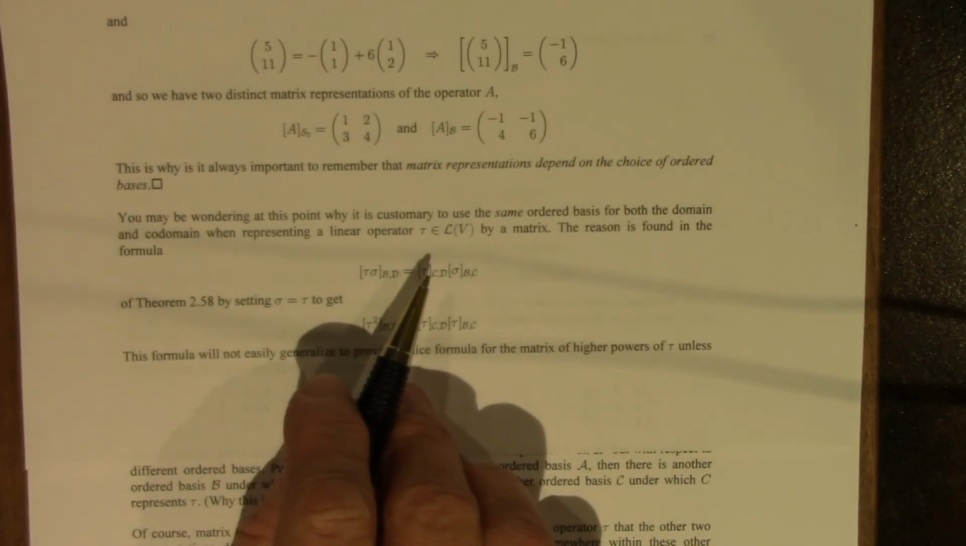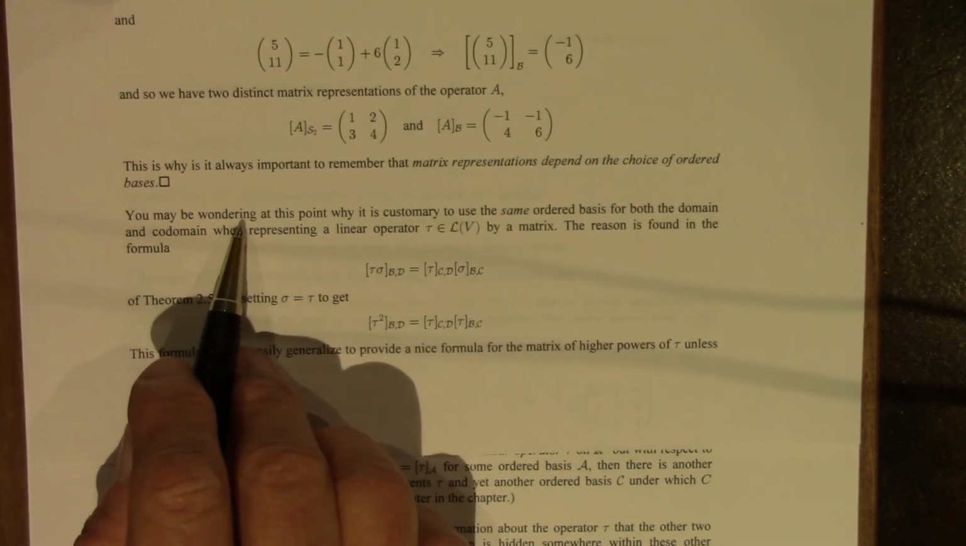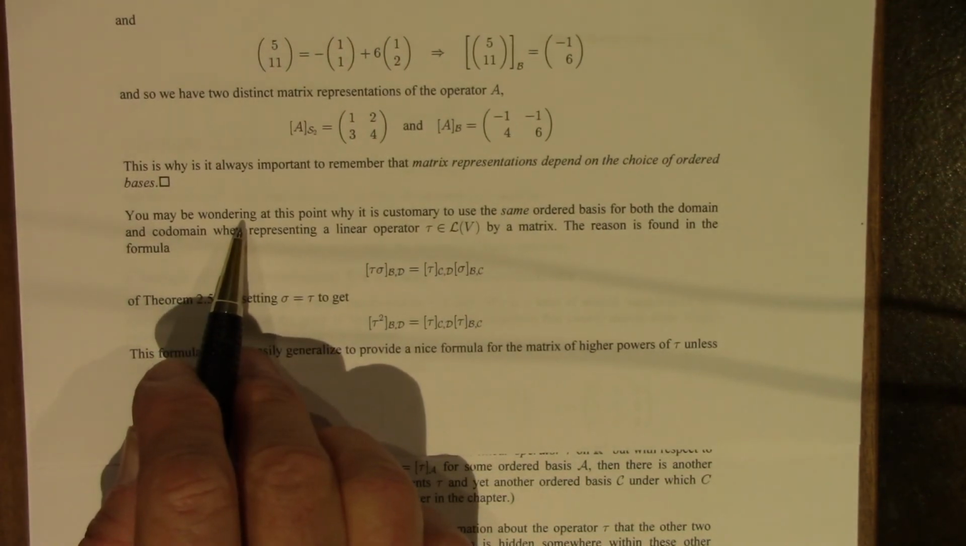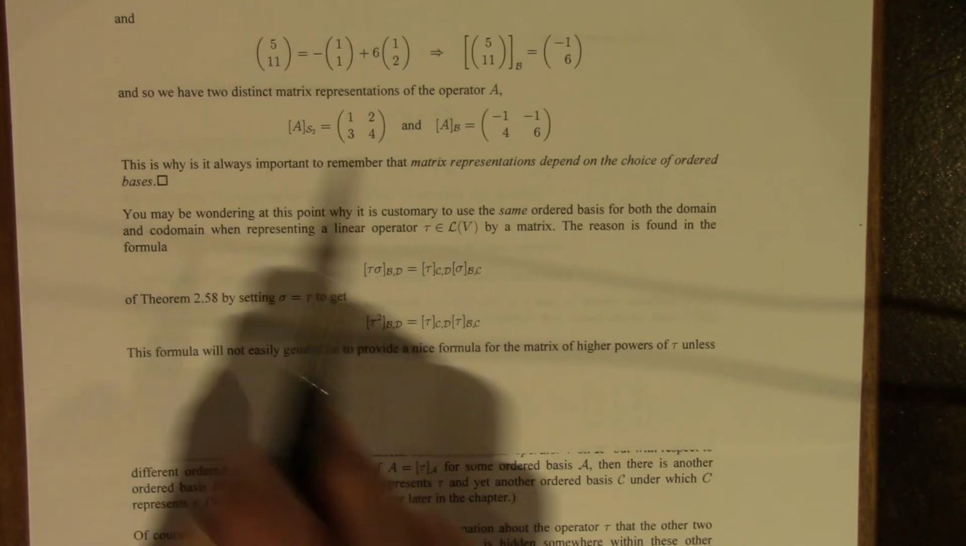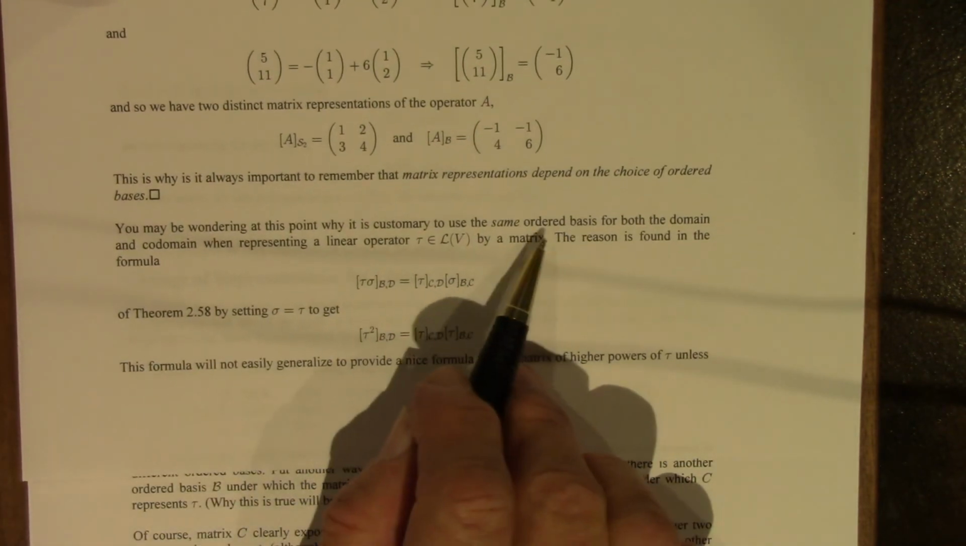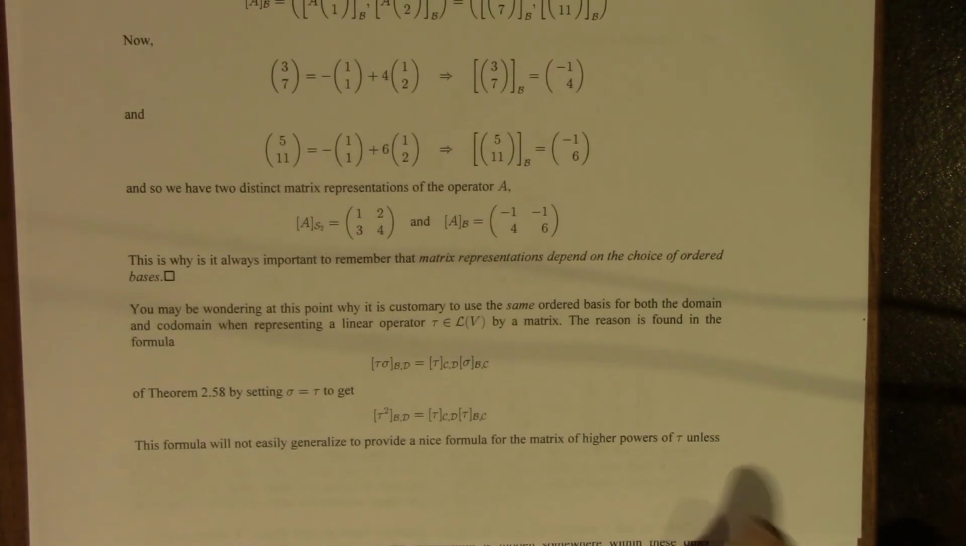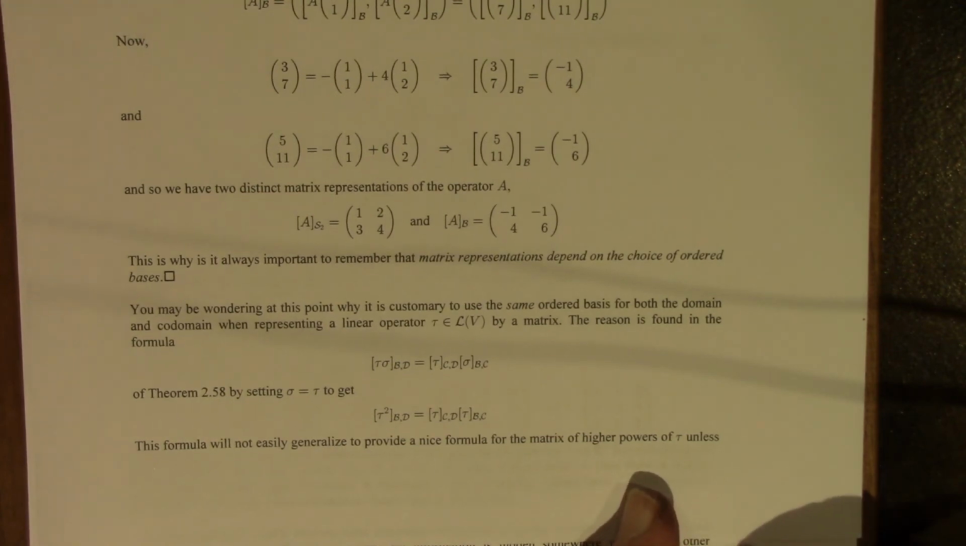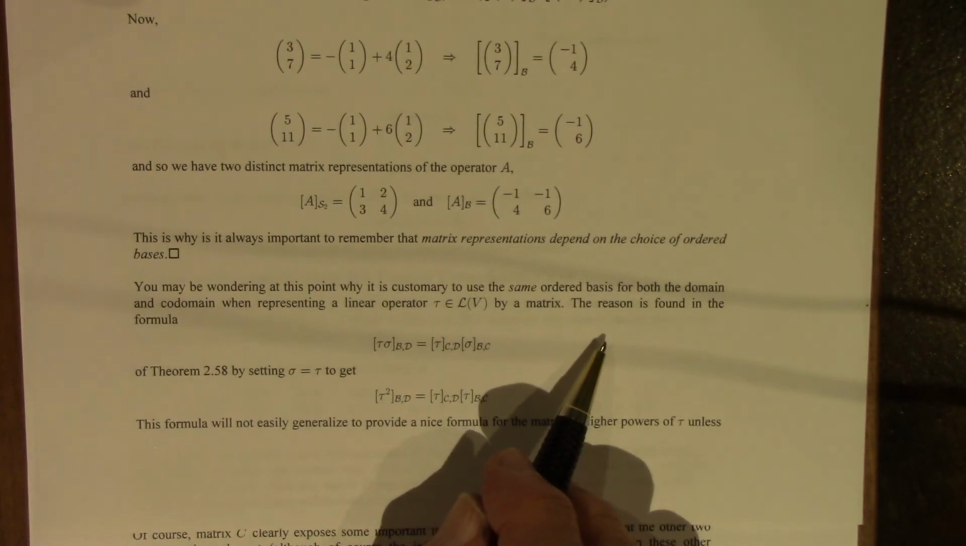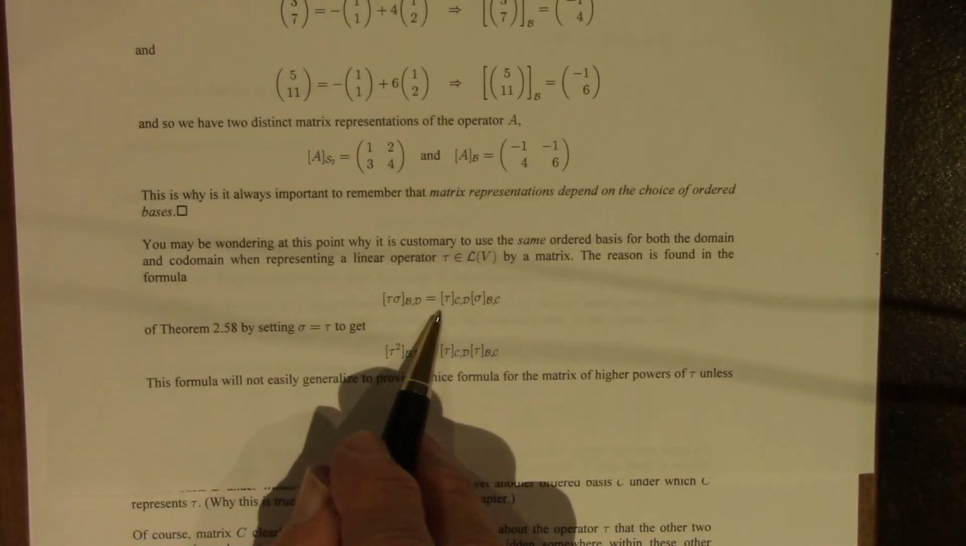I said earlier that when you are dealing with linear operators, it is customary to use the same ordered basis for both the domain and the codomain. I didn't say it's required, because it's not required. I said it's customary. And that's just not a matter of arbitrary custom. There is a reason for this. And the reason can be found in this formula.